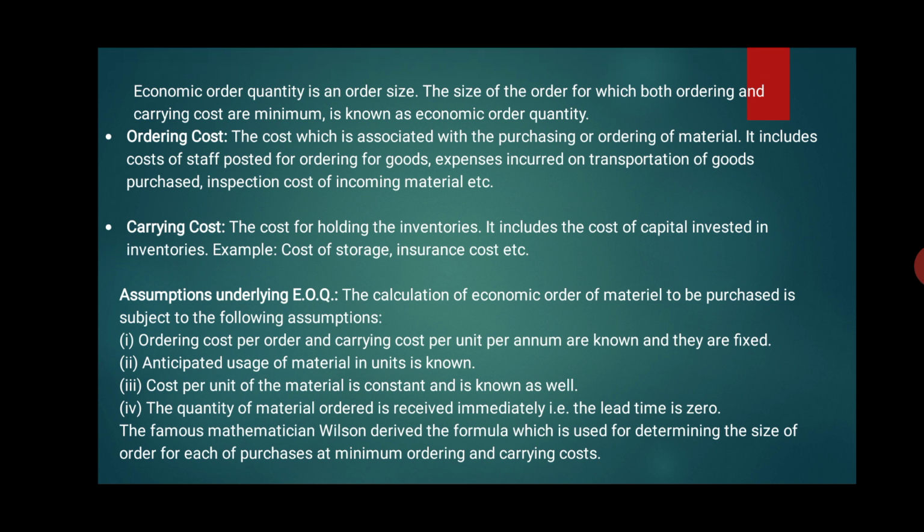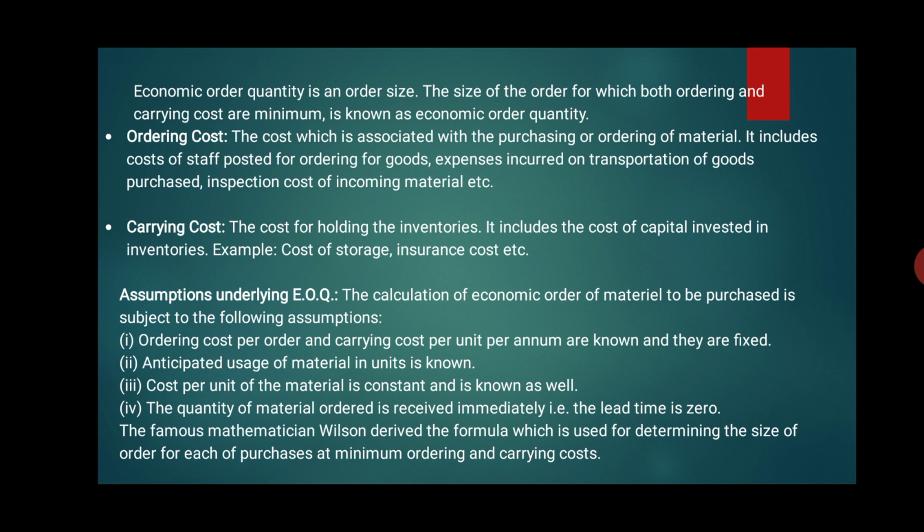So we know that EOQ is an order size, the size of the order for which both the costs, ordering as well as carrying cost, should be kept minimum. Ordering cost is the cost per order, which includes the cost of the staff or any of the expenses relating to the transportation of goods purchased, inspection cost, etc. And carrying cost means the holding cost or the storage cost to store the inventory. It is one of the costs of capital invested in the inventories so as to maintain them, for example storage cost or insurance cost.